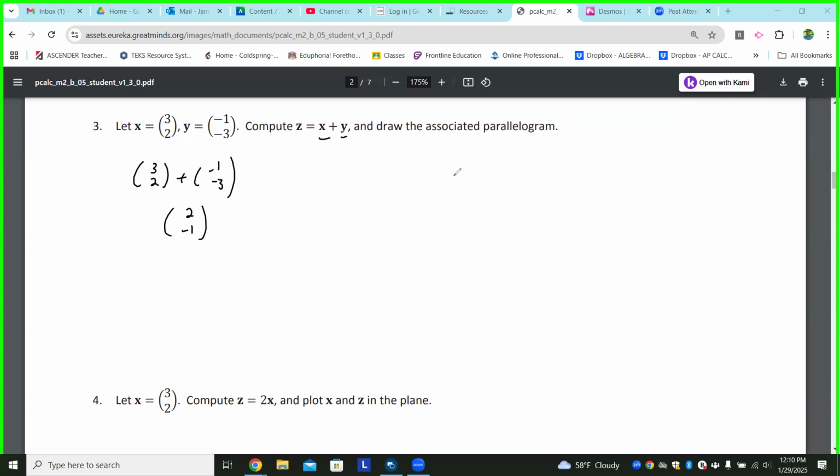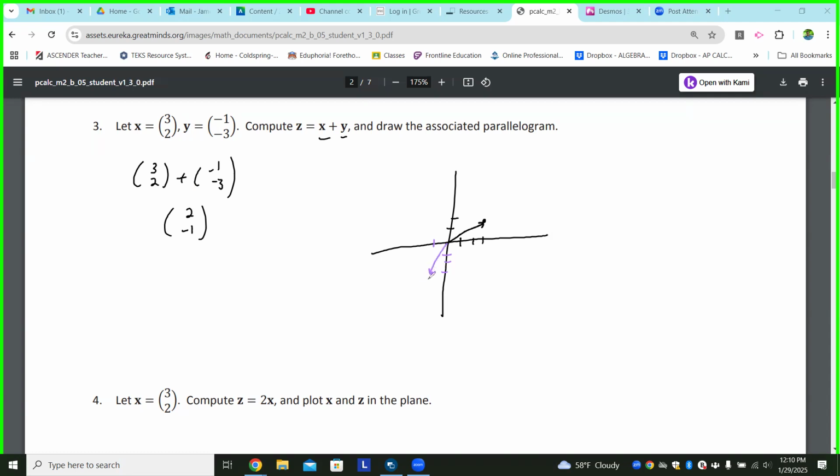2, -1. So what having our answer does for us, it kind of helps us know where we should end up with the graph. But this right here would be graph 1, 2, 3, up 2. Here's my first vector. And then if I graph the other vector, so I go left 1, down 1, 2, 3, give or take about right there.